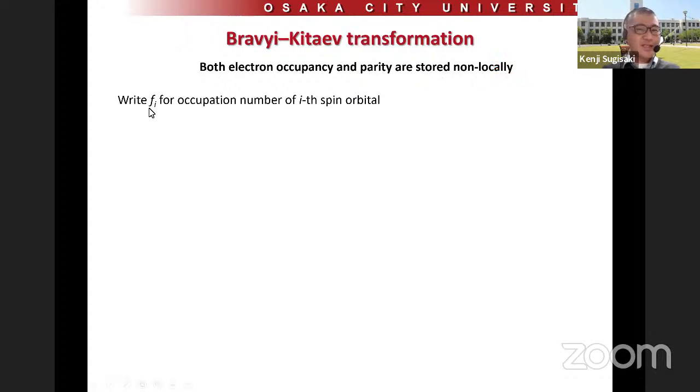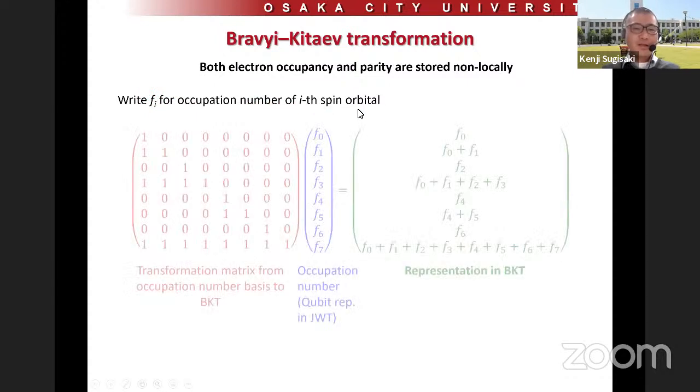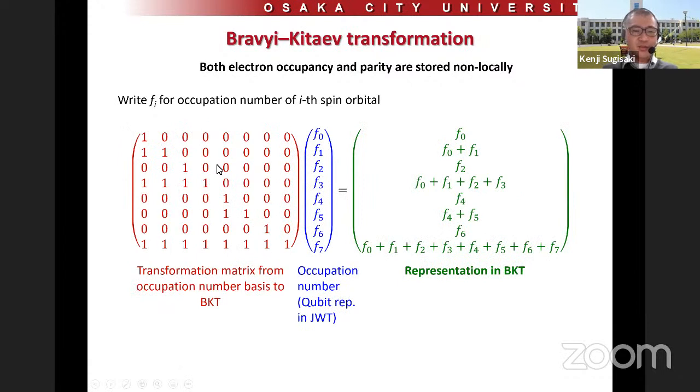Again, write f_i as the occupation number of the spin orbitals. The transformation matrix for the occupation number basis to the Bravyi-Kitaev basis is shown here. Again, this is the occupation number basis, the qubit representation in the Jordan-Wigner transformation. If we apply this transformation, the representation in the Bravyi-Kitaev transformation is shown here.